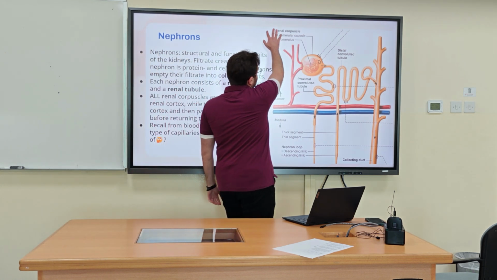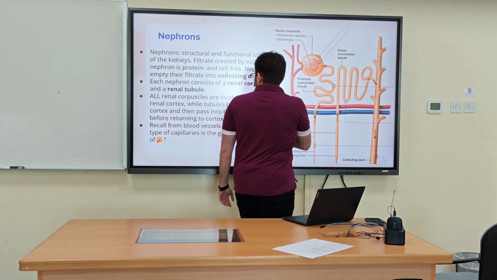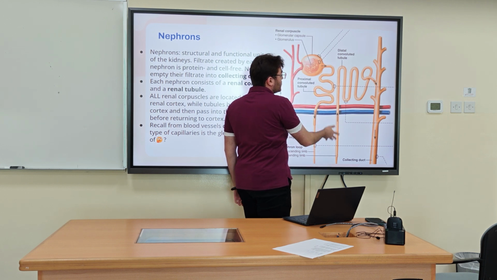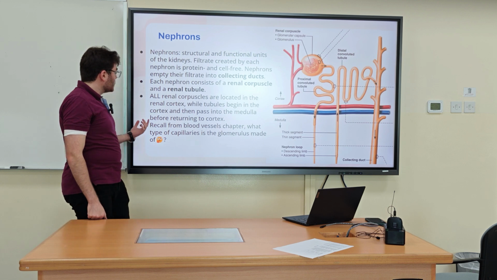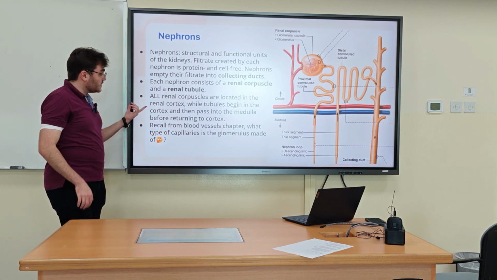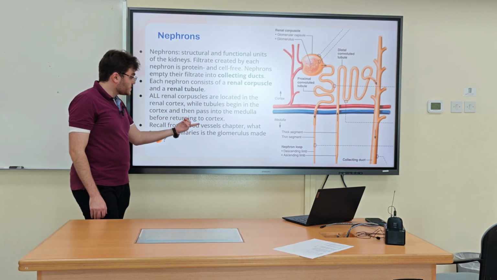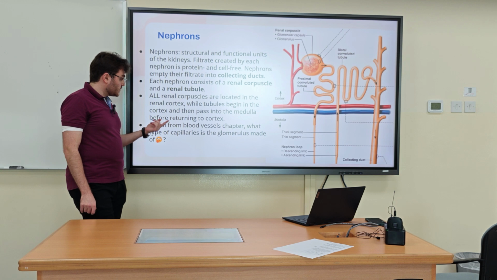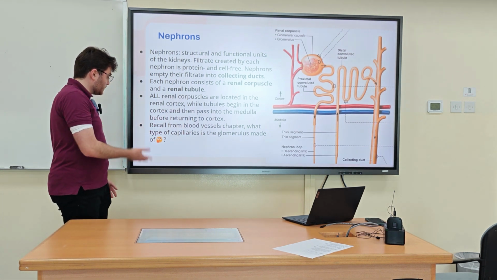So this circular structure is a renal corpuscle. And the renal tubule is this structure that goes here and forms many structures that we will later discuss. All renal corpuscles are located in the renal cortex, while tubules begin in the cortex and then pass into the medulla before returning to the cortex. So we will be discussing this specific line later.